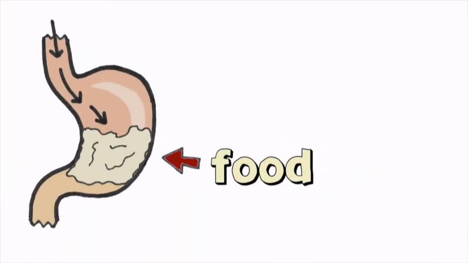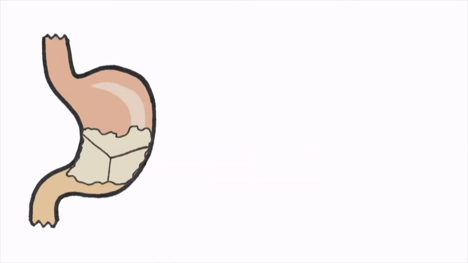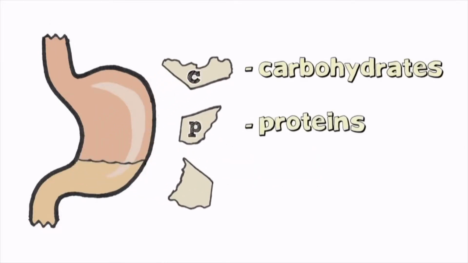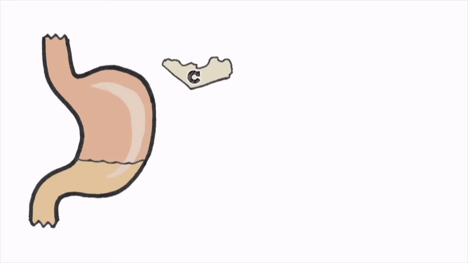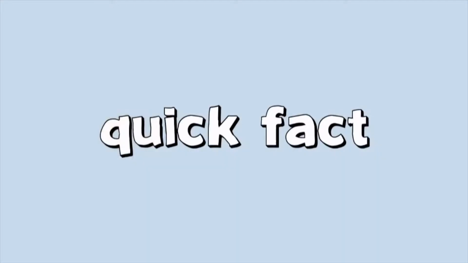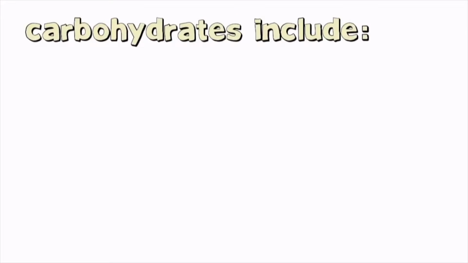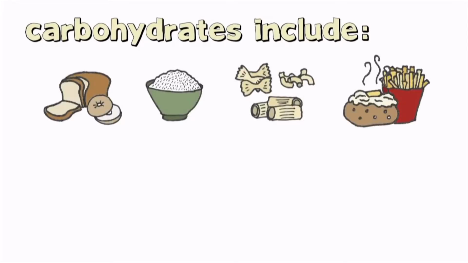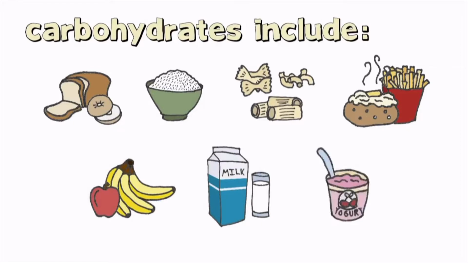When we eat, food travels to the stomach. Food is made up of three basic nutrients: carbohydrates, proteins, and fats. During digestion, carbohydrates are broken down into sugar, otherwise known as glucose. Here's a quick fact. Carbohydrates include foods such as bread, rice, pasta, potatoes, fruit, milk, and yogurt.